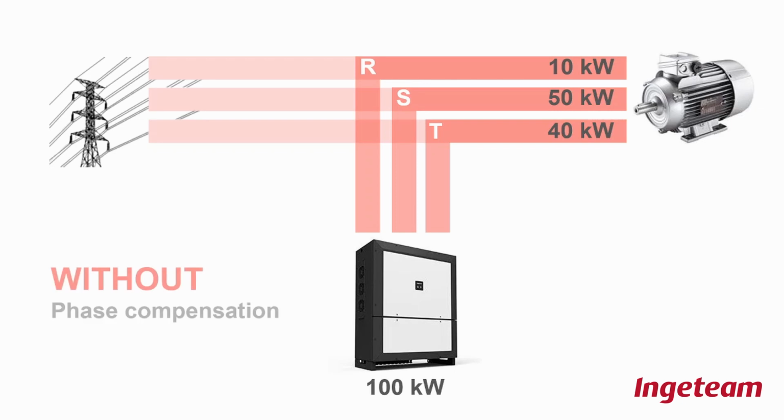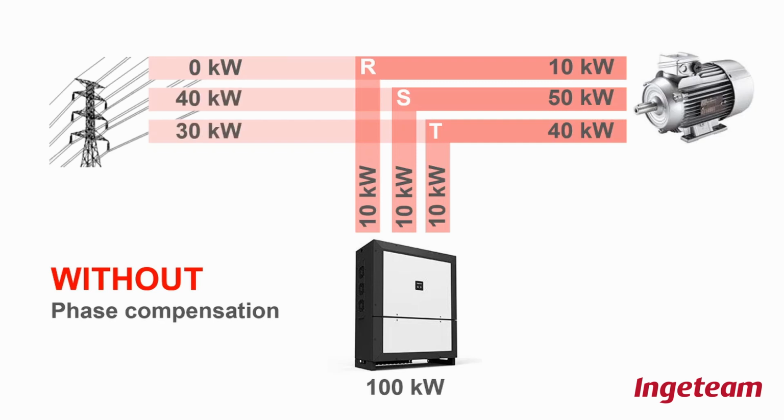If the phase compensation option is not activated, the phase with lower consumption, in this case 10 kilowatts, would be taken as a reference by the inverter. Being a three-phase system, the inverter would generate those 10 kilowatts for each of the three phases. That is, a total of 30 kilowatts. In the first phase, the grid consumption would be zero, but in the other two phases, the grid consumption would be 40 and 30 kilowatts respectively.